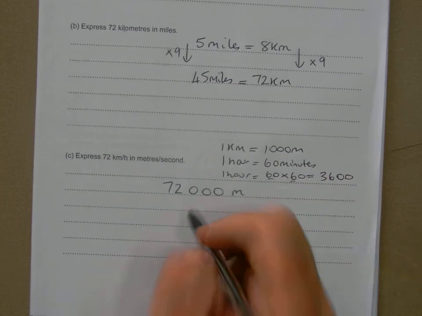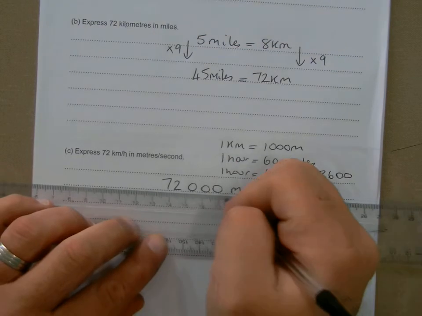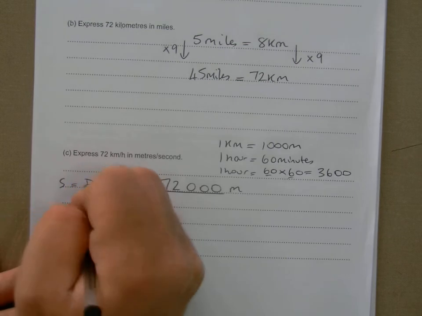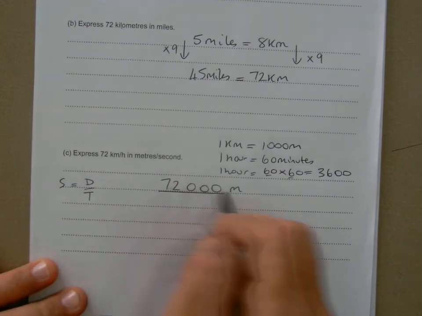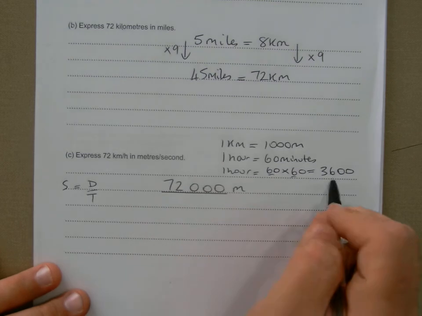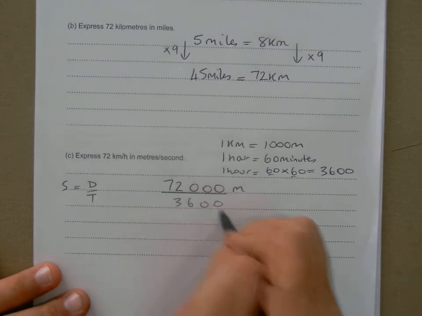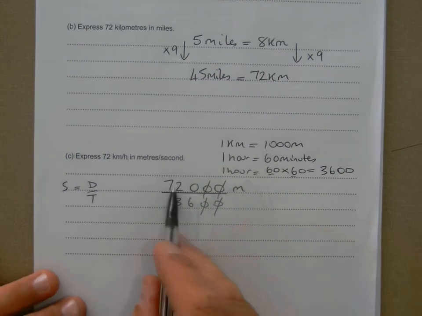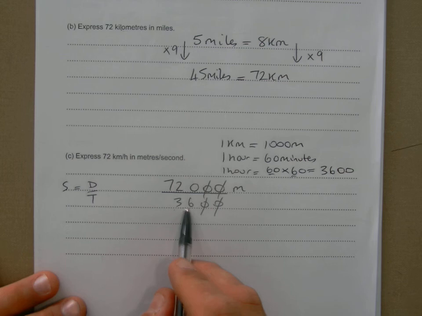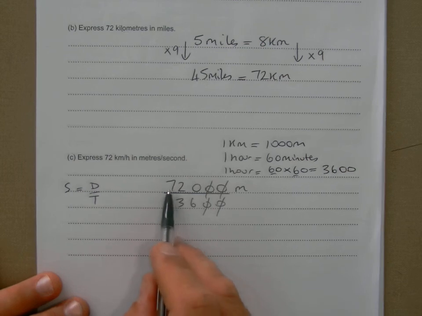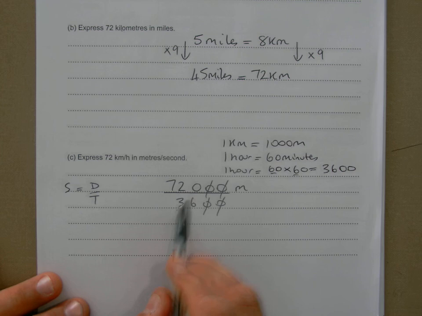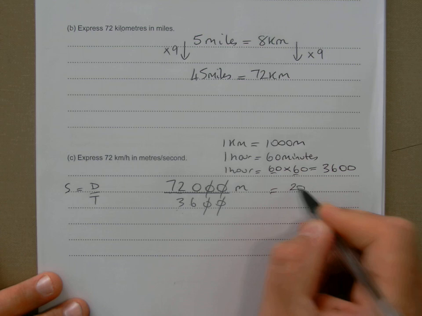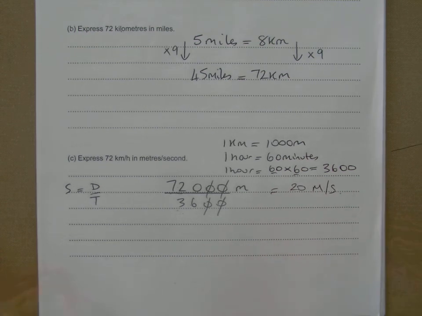So to work out what it is then, I divide the distance, which is in metres, by the time, which is 3,600. Remember, speed is distance over time. And what I can do then, the zeros will cancel, and I've got 720 divided by 36. And what's good about that is, 72 divided by 36 is 2. So then the 0 there, so we get 20 metres per second.